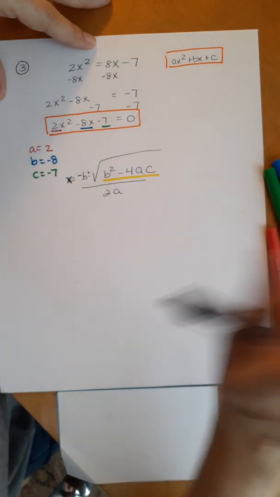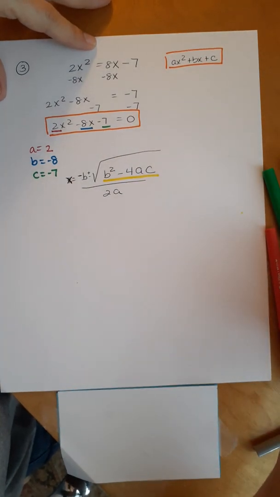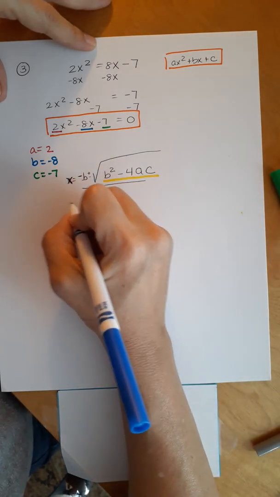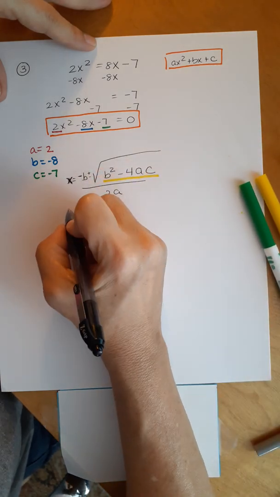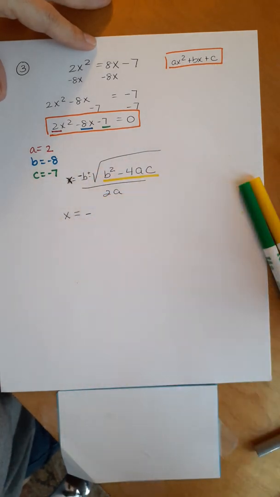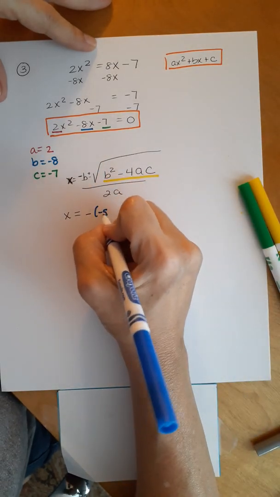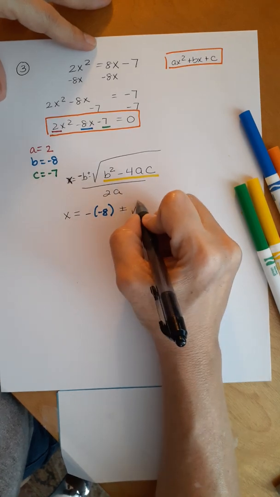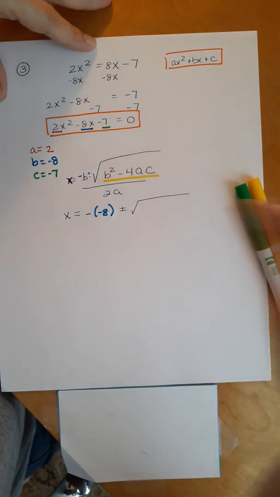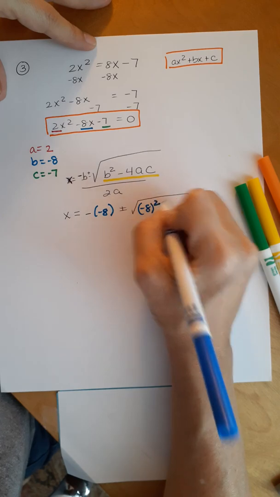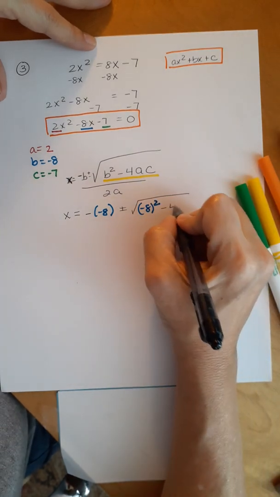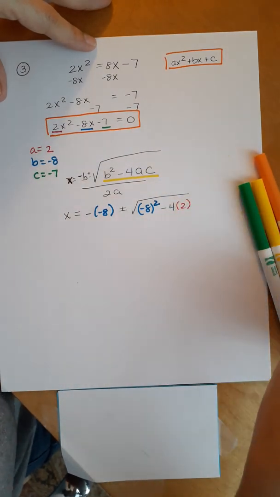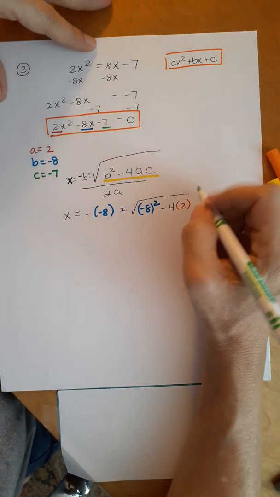Okay, but anyway, we're going to solve that, but let's put them all where they need to go first. Okay, negative B. So X equals negative, what's my B? Negative 8, plus or minus B squared, negative 8 squared, minus 4. What's my A? 2. And my C is negative 7.